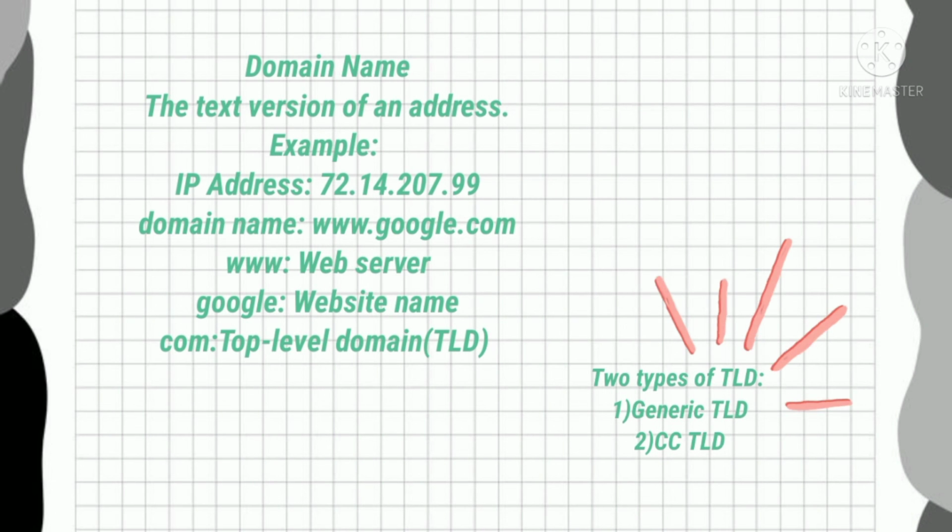Domain name, the text version of an address. For example, IP address 72.14.207.99, domain name www.google.com. www is the web server, Google is the website name, com is the top level domain, TLD. There are 2 types of TLD, which are generic TLD and CC-TLD, country code TLD. The example for generic TLD is www.google.com, meanwhile country code TLD is MY.